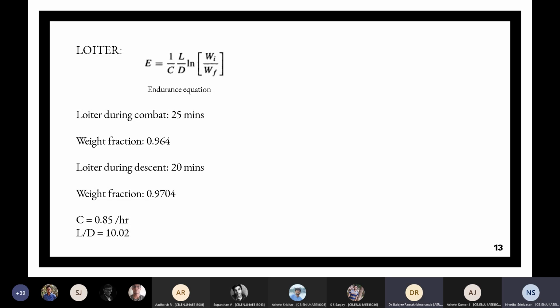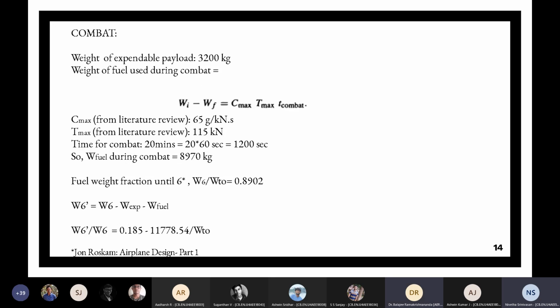Now, during combat, in the formula given in the textbook, we don't have a formula for finding the weight fraction. Instead, we have a formula to find how much fuel is used during combat, which is given similarly here.